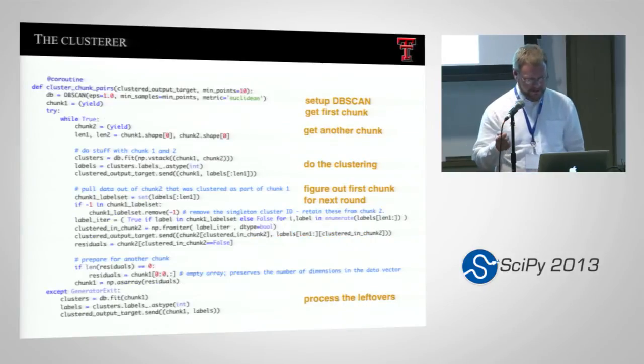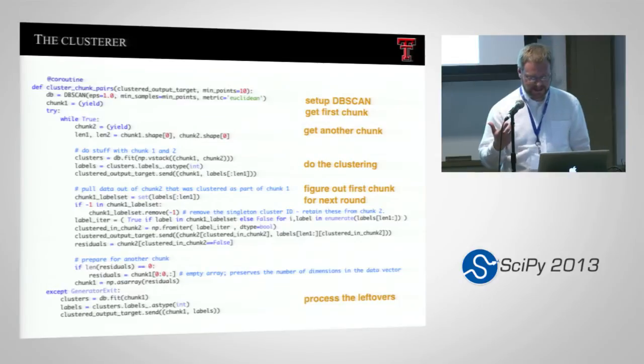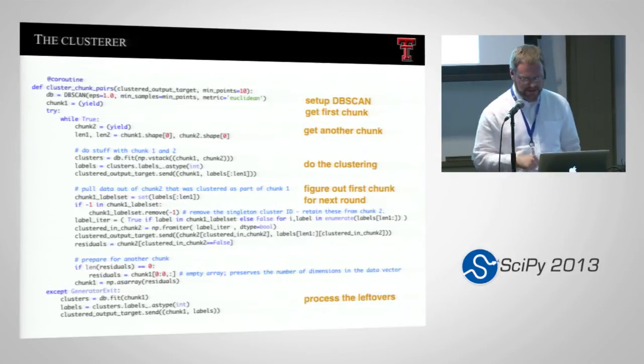So the next step in the process is the function that actually does the DBSCAN. So again, there's this setup at the beginning. You can see the call to DBSCAN. I get the first chunk, and then I have a continuous loop that receives the next chunk. I do the clustering, which is the three lines there. I follow that by pulling out the data that represent the flashes that correspond to the first chunk, and then reserve anything that's left over for the next round, and then it just runs through this loop again when another chunk is pushed into this function, and then again at the end we process the leftovers.